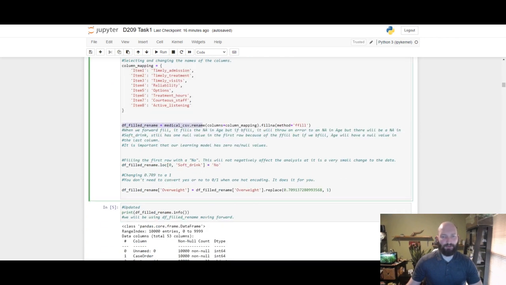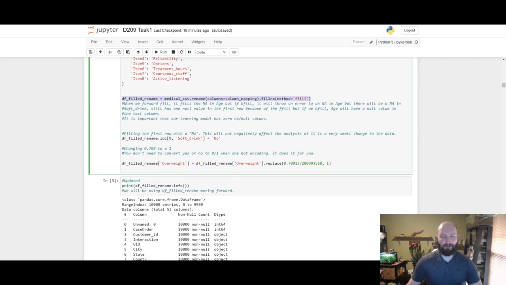And so we did a forward fill on the NA values. I played around with forward fill and back fill, and I felt the forward fill is more appropriate because when we forward fill, it fills the NA in age, but if we backfill, it will fill the NA in age, but there will be an NA in soft drink. So soft drink still has one null value in the first row because of the forward fill, but if we backfill, age will have a null value in the last column. And it is very important that our learning model has 0 null values.